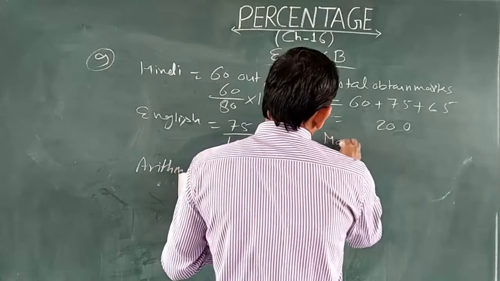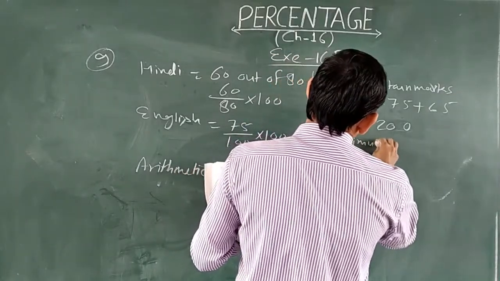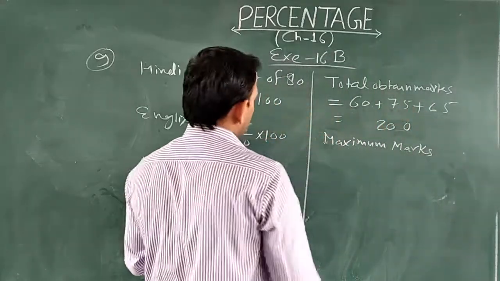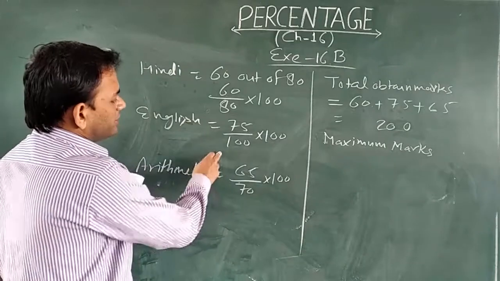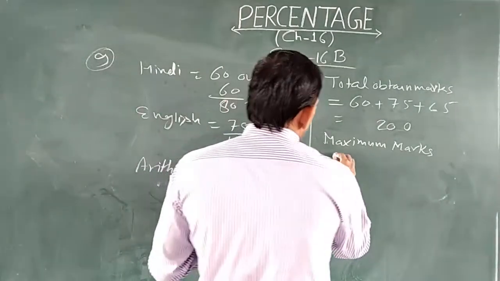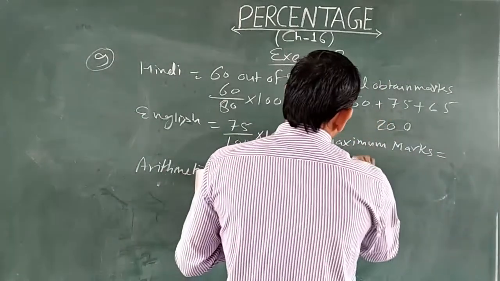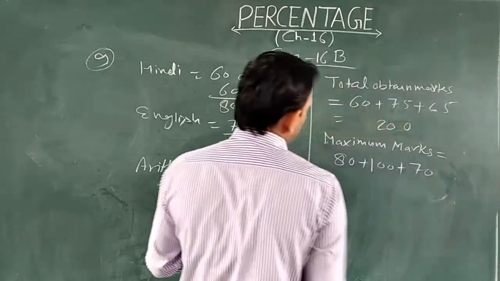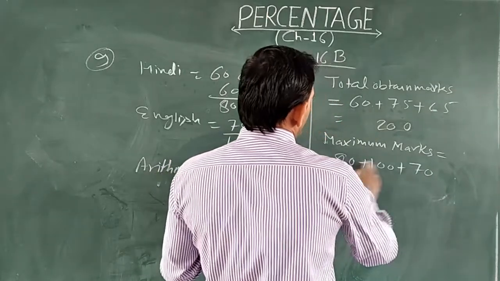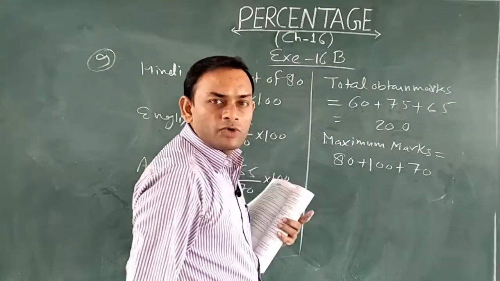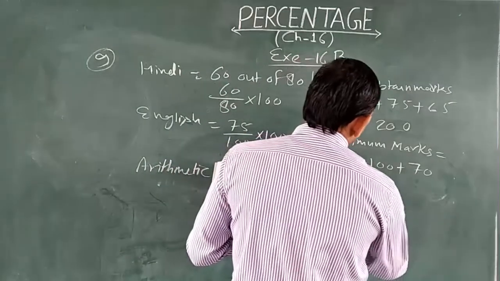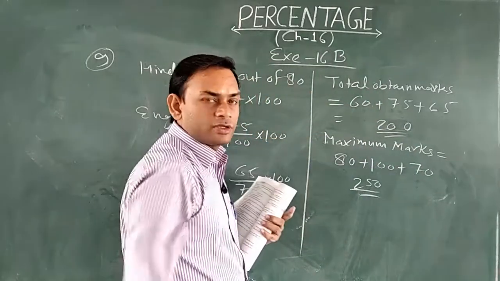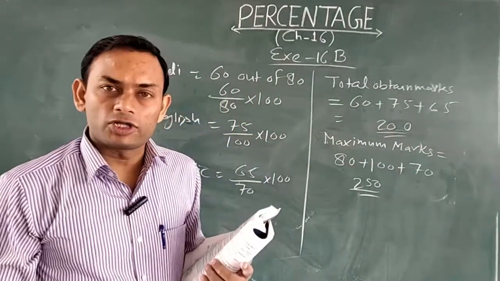Now we will find the maximum marks. How to find the maximum marks? By adding 80, 100 and 70. That will be 80 plus 100 plus 70. Now add this, so you will get 70 and 80, it will be 150 and 100, 250. Okay. Now you have got the obtained marks and total marks, and you have to find the overall percentage.